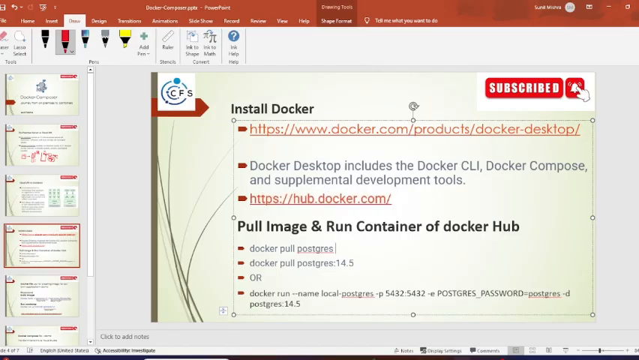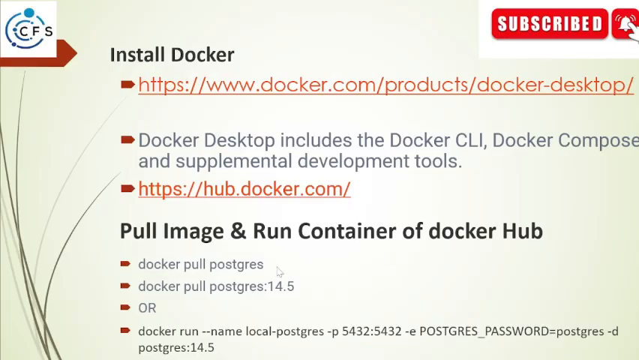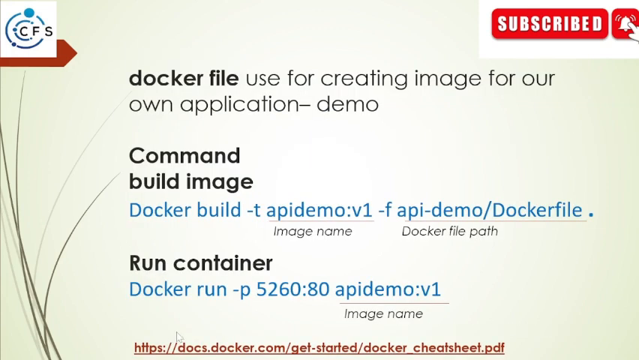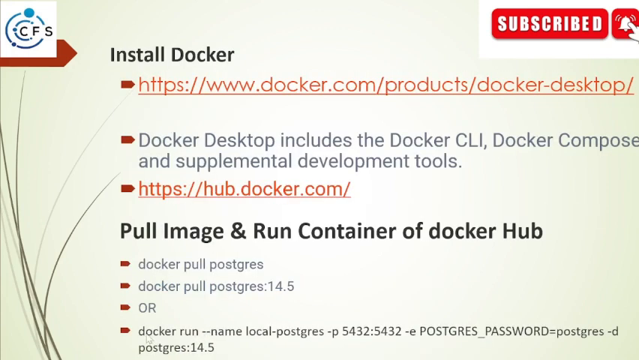Okay, so that is the demo we will do: how to pull the images and run the container from Docker Hub. First of all, there are two commands present here, that is Docker pull Postgres, or Docker pull Postgres with a specific version if I need to give a specific version. This only pulls the images, it will not run the container. To pull the images and run the container both, we can go with this command. I will provide this command in the description section.